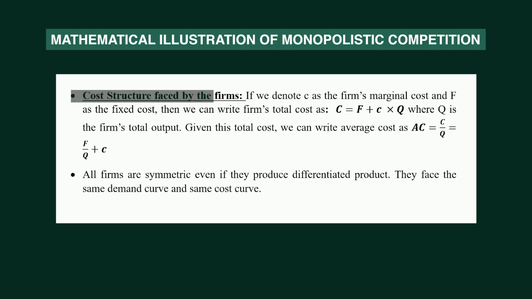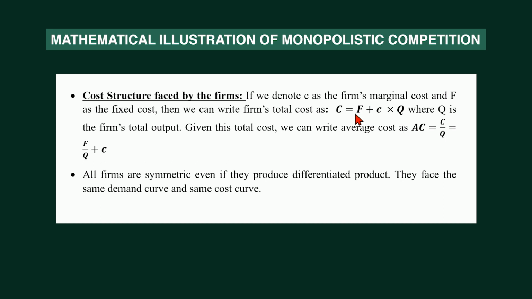So now the cost structure. This cost structure is very typical, and this has been used by Paul Krugman in his pioneering work. So this is the total cost function of the firm. The total cost function of the firm is C is equal to F plus C into Q. This F stands for fixed cost, and C is the marginal cost, and Q is the total output.